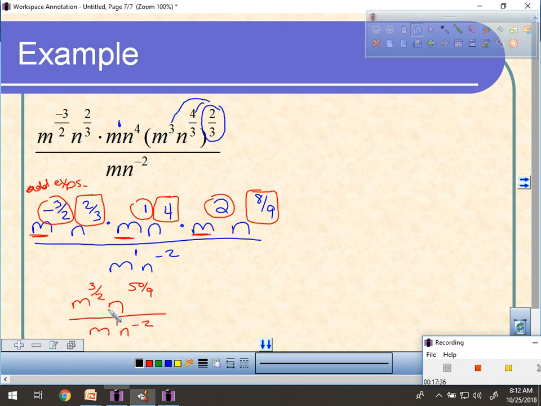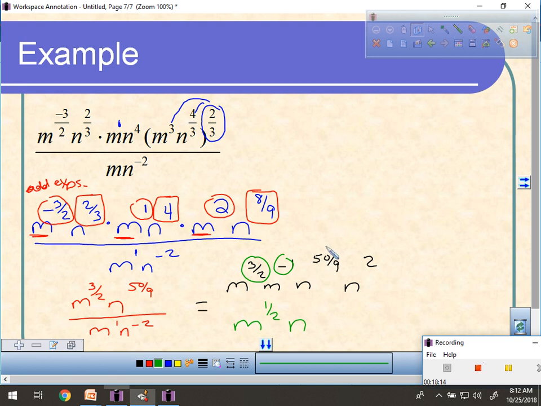I'm almost done. The only thing I've got to clean up now is move these two expressions up to the top. But remember, when you move them, they change sign. So this m to the 1st is going to be a negative 1. This n to the negative 2 is going to be a positive. So here's what you're going to have: m to the 3/2, m to the negative 1, n to the 50/9, n to the positive 2. And so now you can finish this problem up. So I see I've got 3/2 and negative 1. So that means if I do 3/2 minus 1, if you type that into your calculator, you should get 1/2. So m to the 1/2.